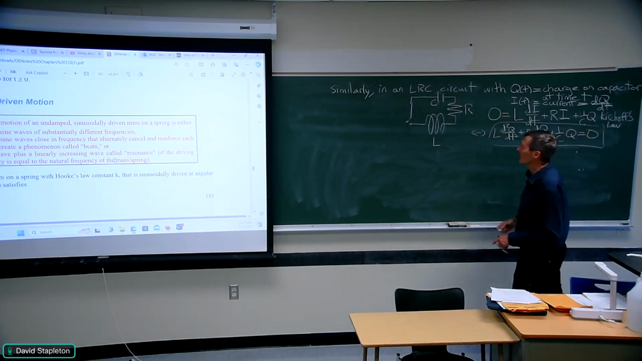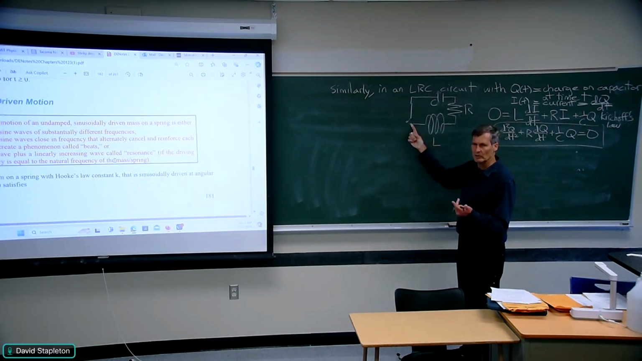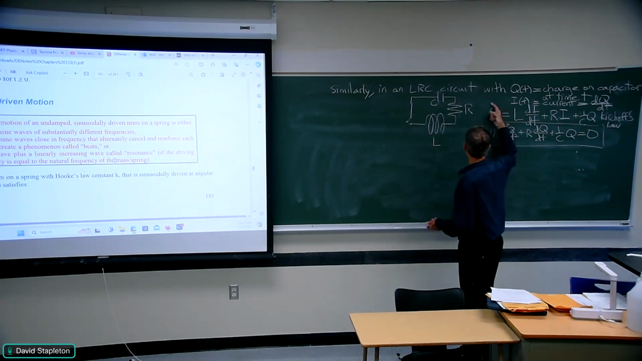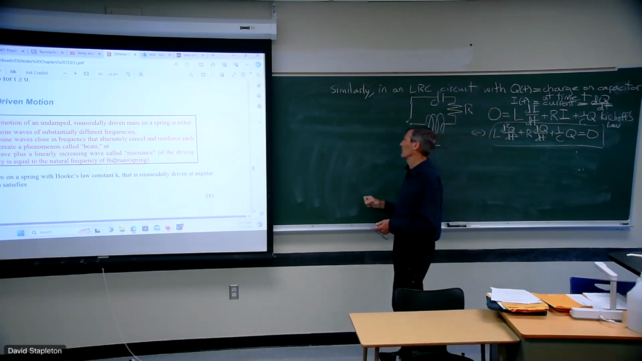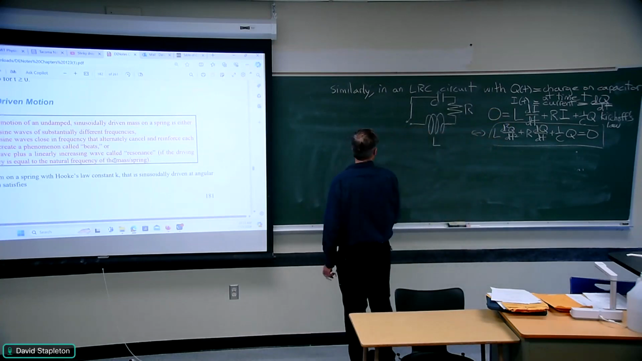There's no impressed voltage. But if you impress a voltage, you put a battery on here or something, then it's equal to the impressed voltage across here. And similarly, the mass on the spring can be pushed with an external force in addition to what you got from the damper and the spring.